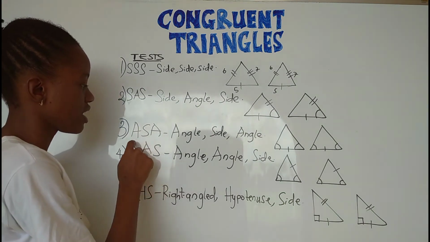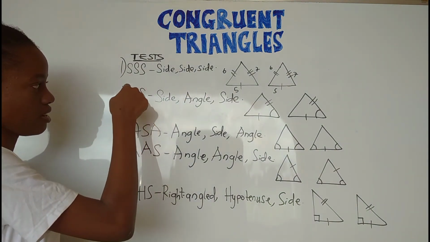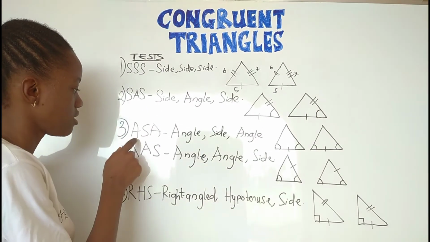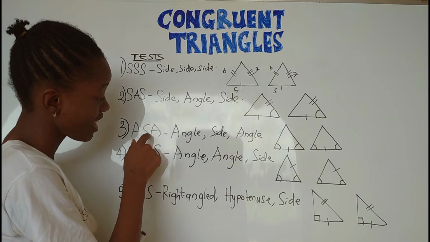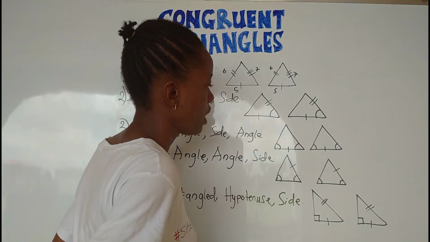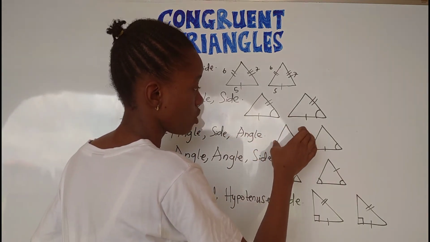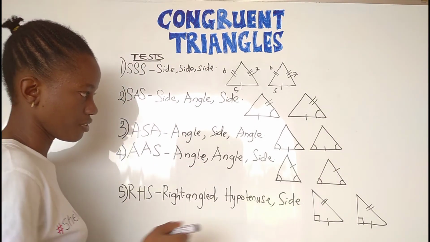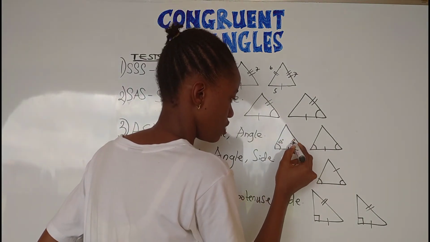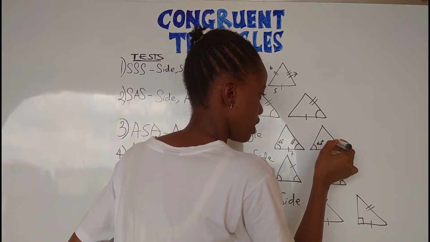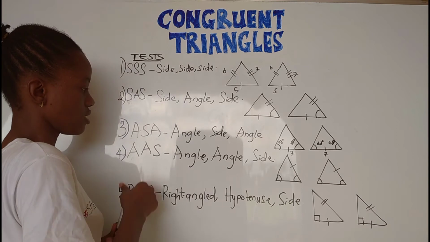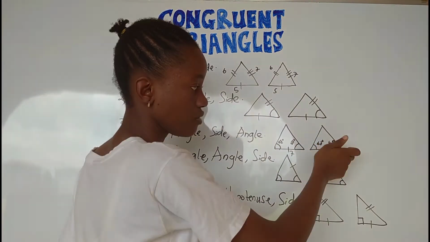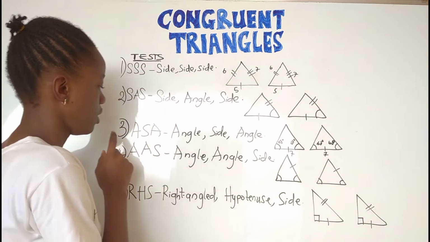We have the third test, which is ASA. It is the complete opposite of this. Side becomes angle, angle becomes side. That helps you to remember it's ASA, angle, side, angle. When the angle, side, and angle of a triangle is equal to the angle, side, and angle of the other triangle, you say that both of them are congruent. For example, we have 60 degrees, and we have 7 centimeters, 60 degrees, and we have 7 centimeters here. Looking at angle, side, angle, we see that the angle, side, and angle of this triangle is equal to the angle, side, and angle of this triangle, so we can say that yes, both of them are congruent. So this is the third test.